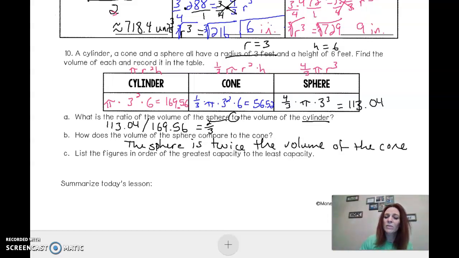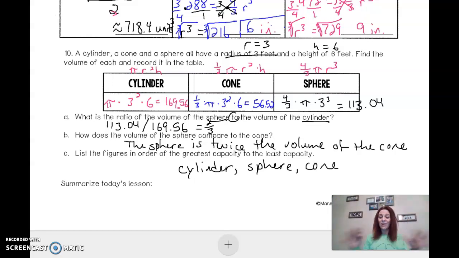And list them in order from greatest to least. We'll look at these 3 numbers. It looks like the cylinder is the biggest, then the sphere, then the cone. Okay, so all of these formulas, make sure you have them written down so you can keep them straight. If you use your formula, you'll be able to find the volume of any of these figures.